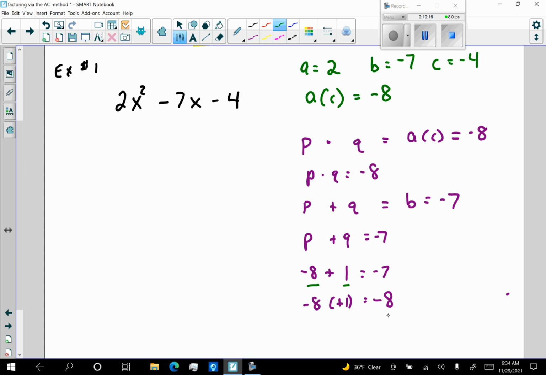And what I'm going to do here is I'm going to come over here and I'm going to split that up into those two numbers. So I'm going to rewrite the 2x squared here. I'm going to rewrite the negative 4, but now I'm going to use the negative 8x and plus the 1x.